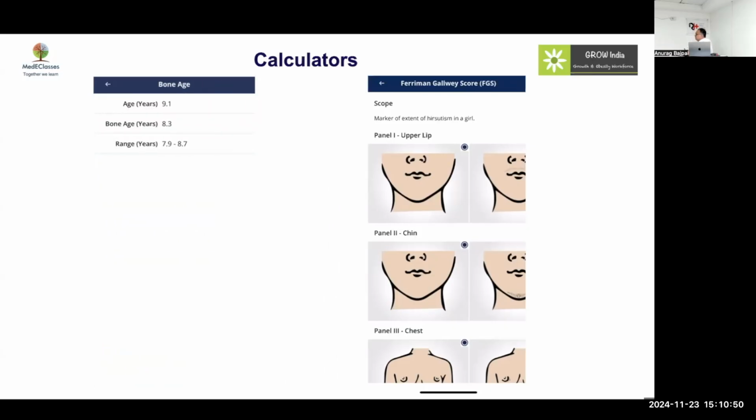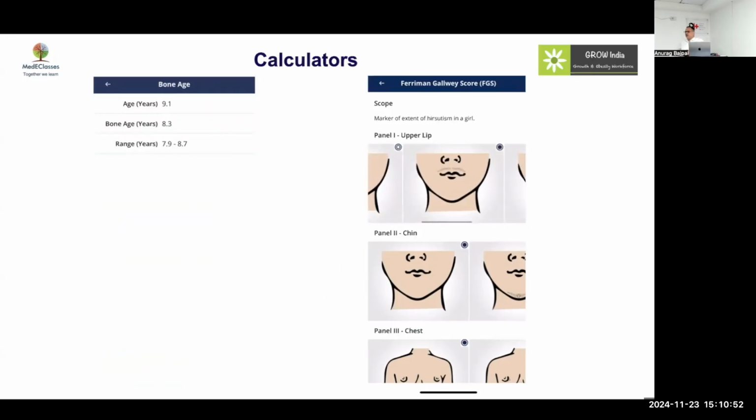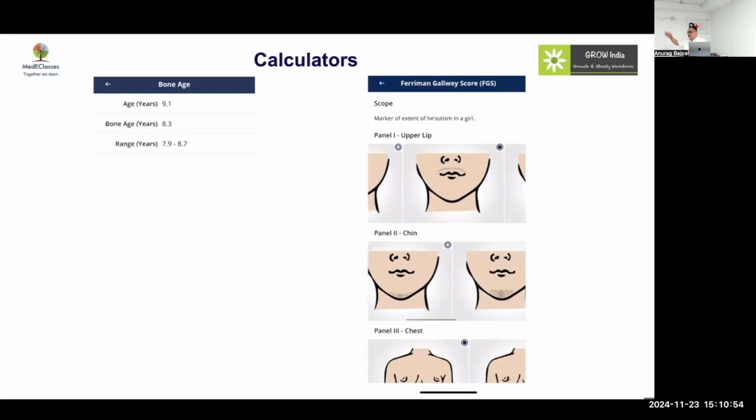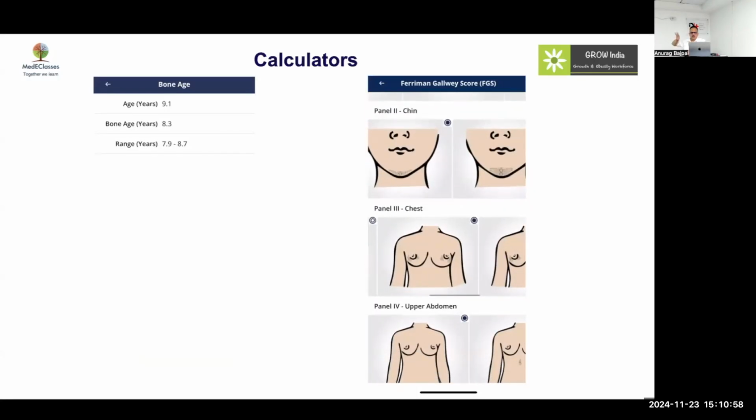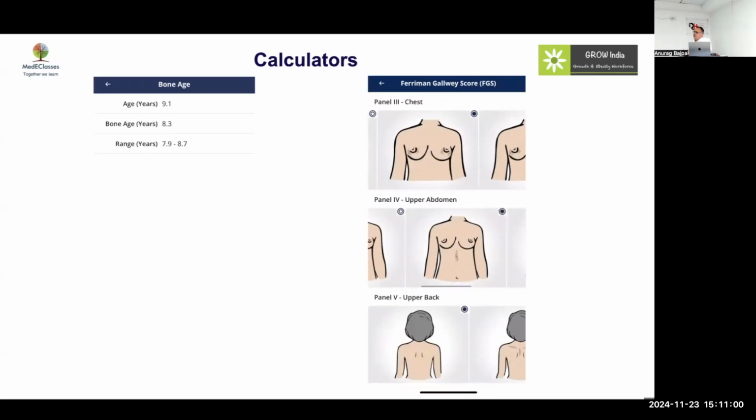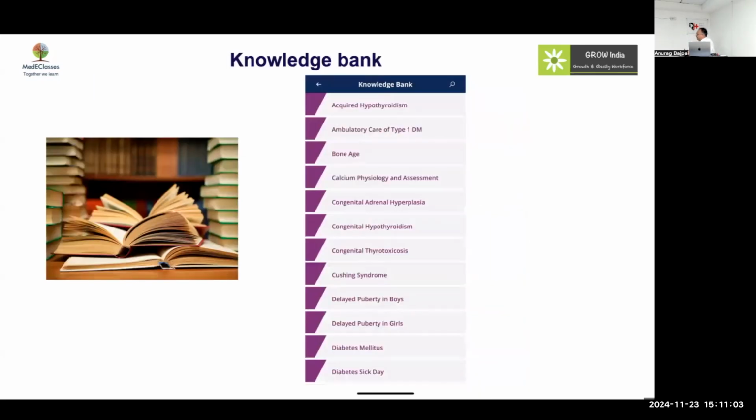And things like the Ferriman-Gallwey score, which may not be possible to examine right in the clinic, we can ask the patient to self-rate and they will give you a picture. So this is going to help you provide an objective estimate of clinical parameters.